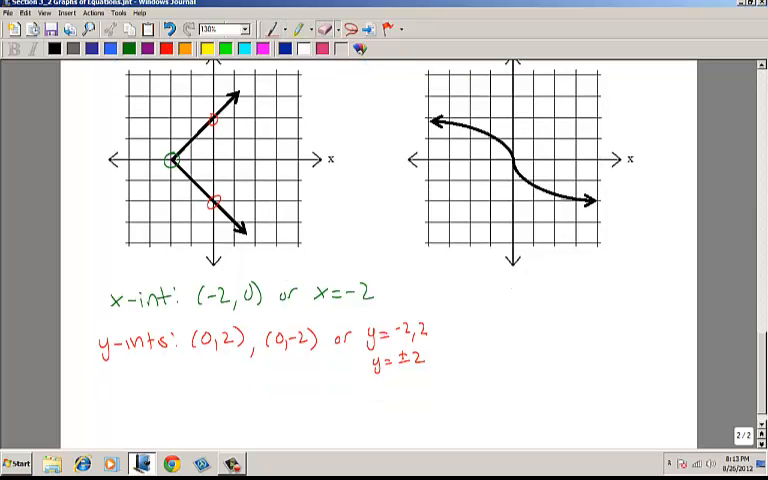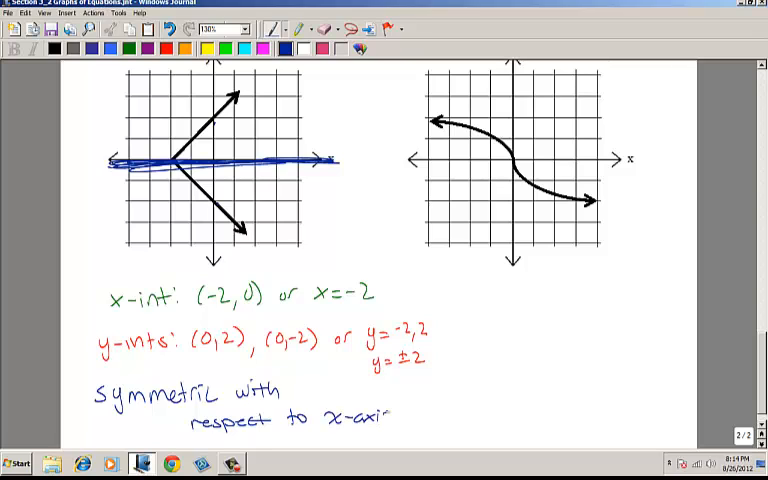And let's determine symmetry. If we look at this, I think it's obvious that our symmetry is with the x-axis. Well, let's see. Here's my x-axis. If I were to fold this graph over here, would this point exist on the bottom? Yes, it would. So folding the graph at the x-axis would create the same graph, or my graph would line up from the top to the bottom. So this means I'm symmetric with respect to the x-axis. Let's look at our last one.